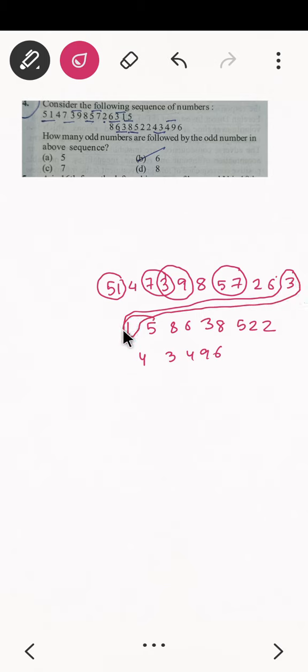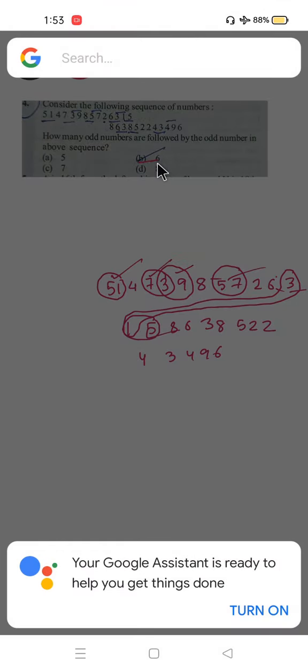And 1 or 5 is a pair because both are odd. So if we separate them, all are odd, even, odd, even, odd, even. So these pairs are 1, 2, 3, 4, 5 and 6, so there are six pairs, so the answer will be 6.